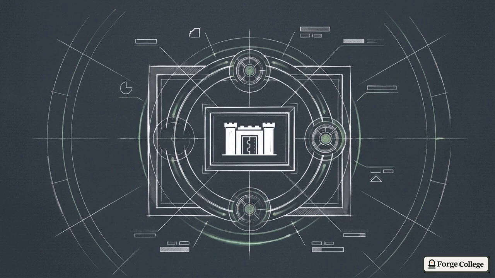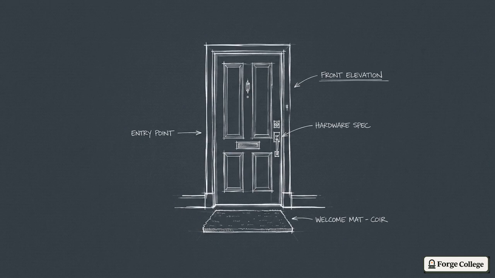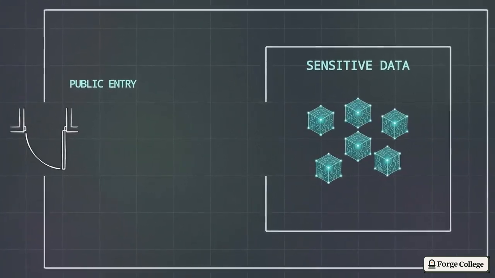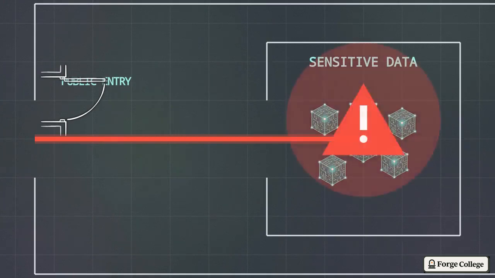Today, we're drawing the blueprints for a digital fortress. Specifically, we are designing secure API interfaces. In our last session, we set up ENS name resolution. You can think of that process as building a beautiful, welcoming front door for your application, ensuring visitors can easily find you. But here is the catch. If that welcoming front door swings open and leads directly into a room stacked with your user's most sensitive data, you have a massive security problem on your hands.